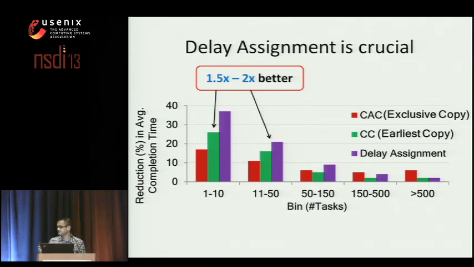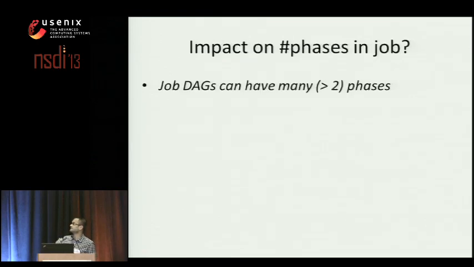And the benefit of CAC only increases as the number of phases in the job grows. Typically, while the simplest map reduce technique has 2 phases, which is map and reduce, jobs could have a DAG that consists of many phases that could be pretty deep.